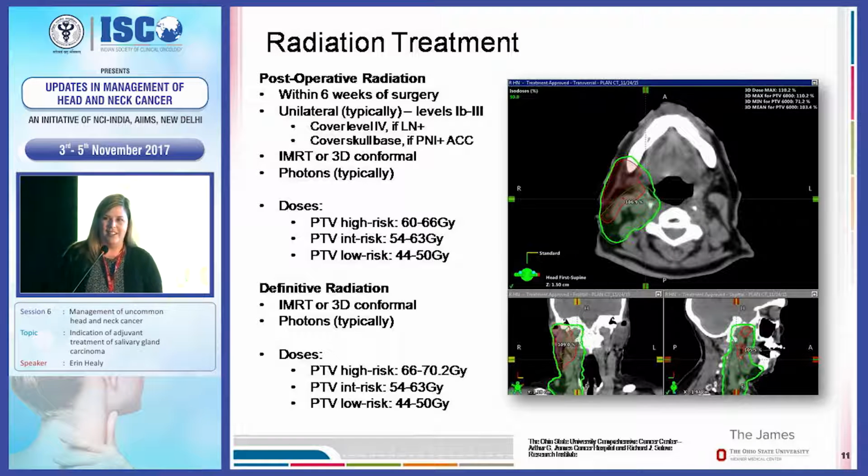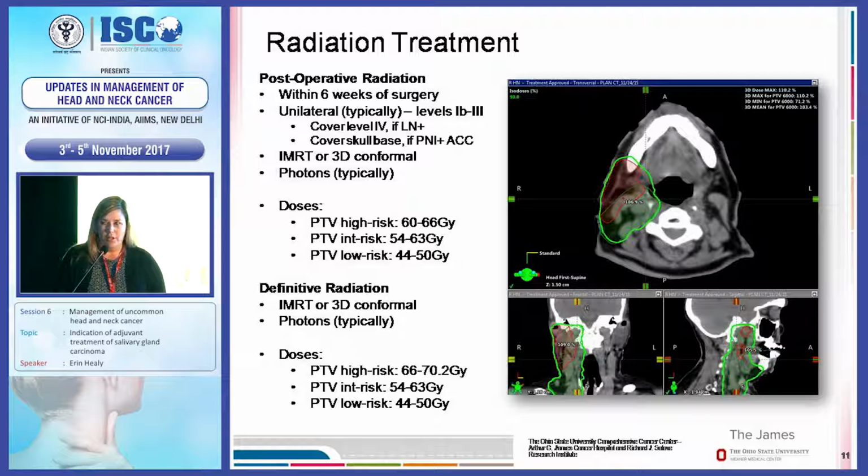This was discussed in the workshop a few days ago, but for postoperative radiation, you typically want to do this within 6 weeks of surgery. We typically only cover the unilateral neck, levels 1 to 3. If it's lymph node positive, we typically go down to level 4, at least at our institution. And if there's perineural invasion for adenoid cystics, we actually cover all the way to the skull base.